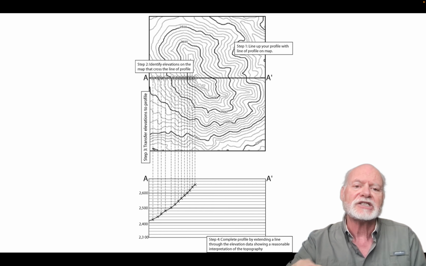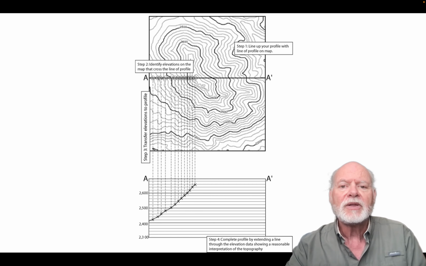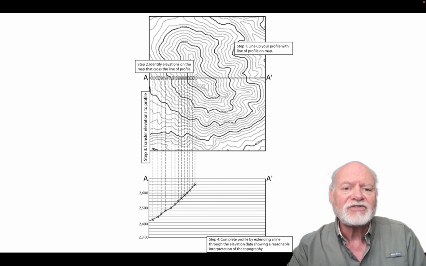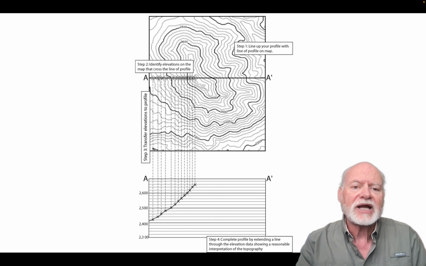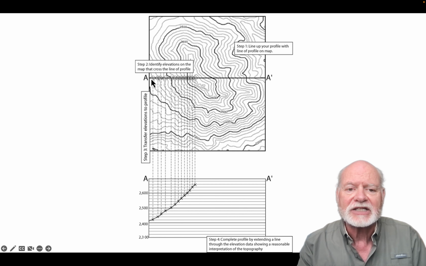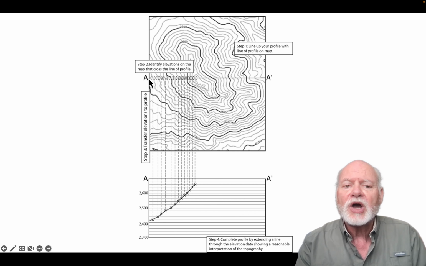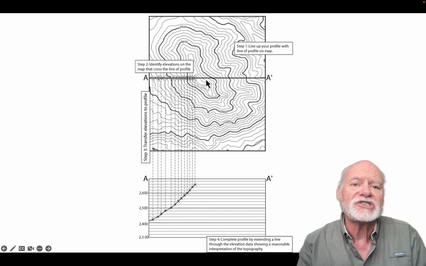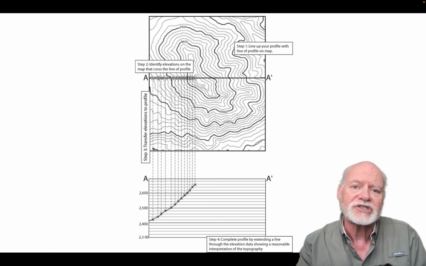So let's look at this. This is pre-lined up. Step 1 is to line up your profile with a line of profile on the map. Step 2 is to identify the elevations on the map that cross a line of profile. And you can see I've circled them. You don't have to circle them. I like circling them when I'm dealing with students so that they know this is the data we're going to transfer. By the way, where that elevation is positioned on the line of profile to that scale in the horizontal is going to be the same horizontal for your vertical scale below.